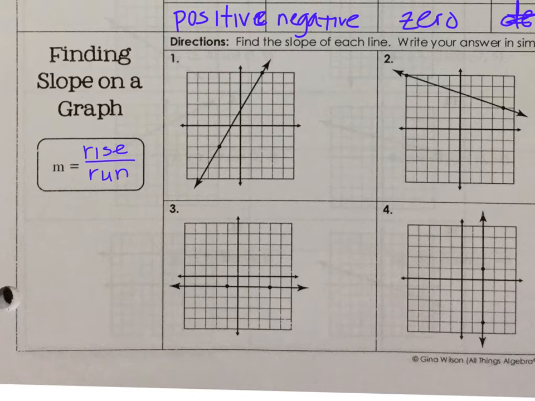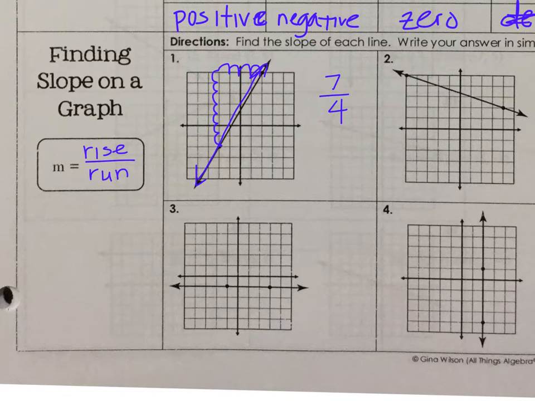So now we're going to find the slope of these. I like to start, number 1, at the bottom point, and I'm going to rise up to the top. 1, 2, 3, 4, 5, 6, 7. I rose 7. Now I'm going to run 1, 2, 3, 4. We know it's positive because that's the shape of a positive slope.